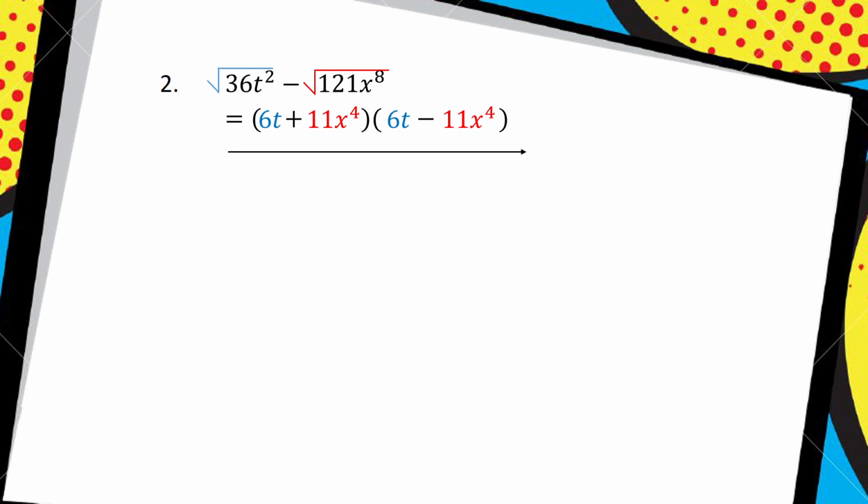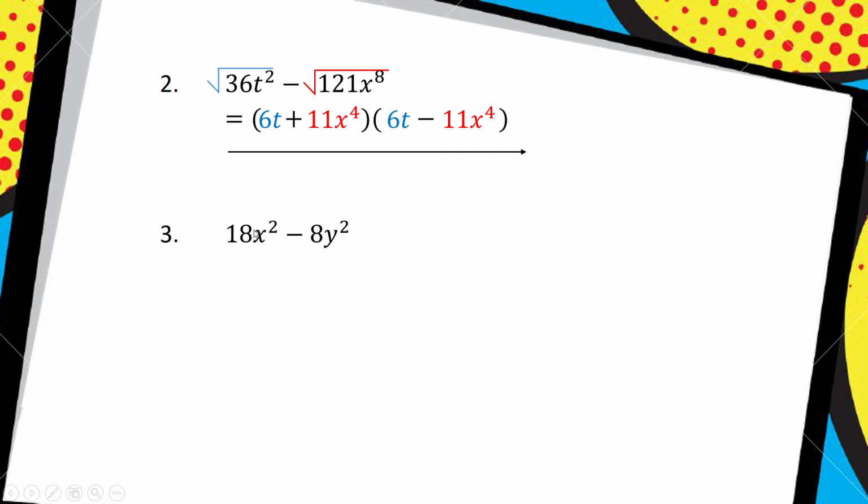Okay, so if you want to go and check yourself now, you would go and you would FOIL those 2 brackets and then see if you get back to the question. Okay. All right, number 3. Number 3 doesn't look like it's difference of squares. Okay, does anybody know why it doesn't look like it's difference of squares?